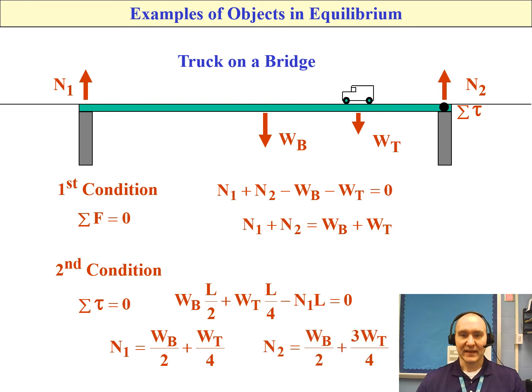Anyway, so N2 is going to be the other half of the bridge. Half of the bridge is being supported by N1, the other half of the bridge is being supported by N2. And then N1 is only supporting 1/4 of the truck's weight. That means N2 has got to be the other 3/4 of the truck's weight, by using the first condition of equilibrium.